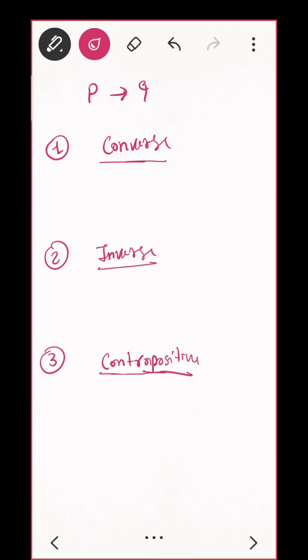Hello, can you hear me? Yeah. Sorry, actually, I think there was some network issue.